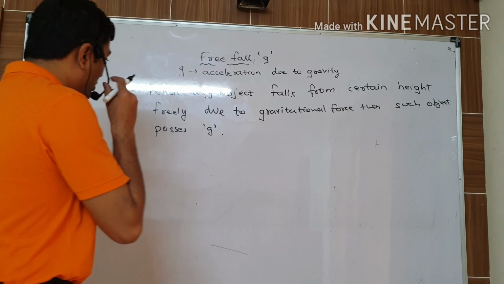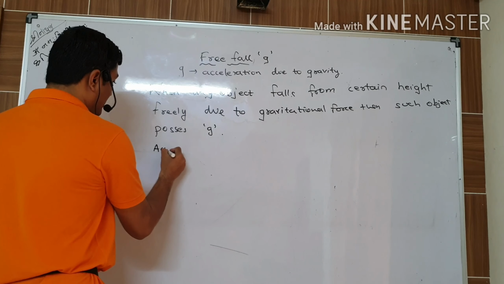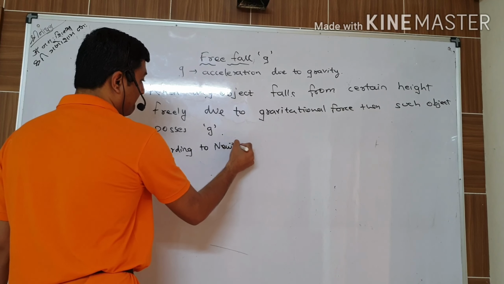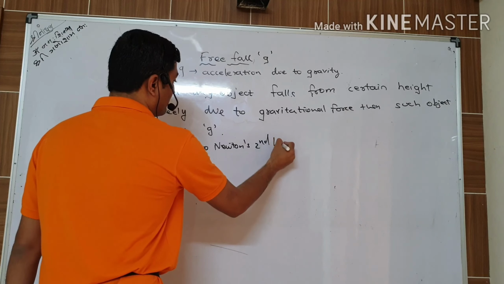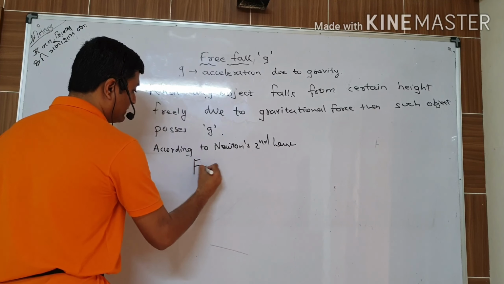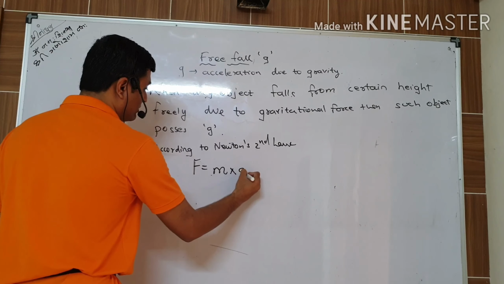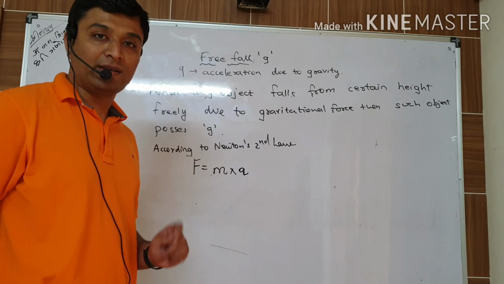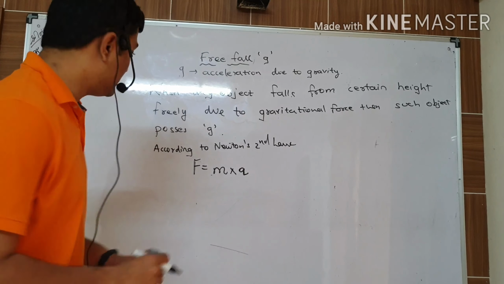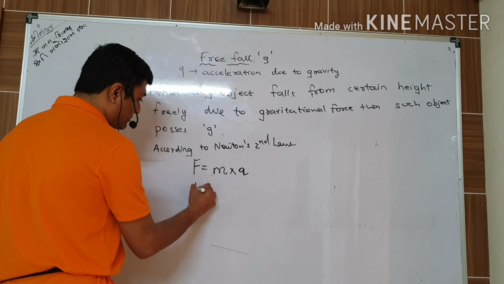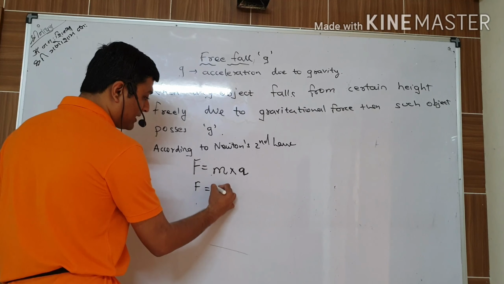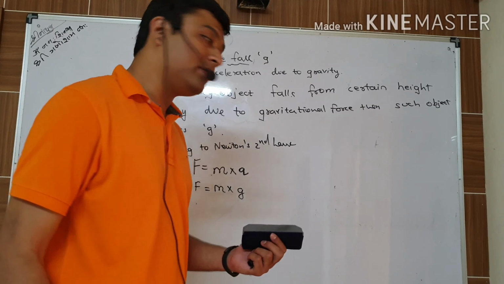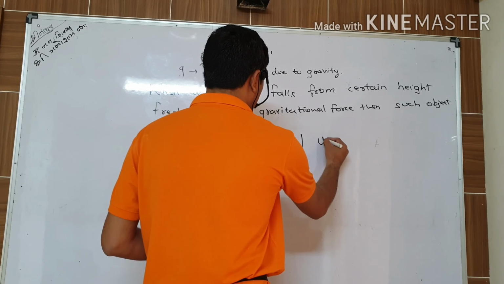As you all know, according to Newton's second law of motion, we can write F is equal to m into a, where F is the force, m is the mass, a is the acceleration. And here, as we consider some object falling down from a certain height, it is mass into g, right? And in our previous lecture, we learned about the universal law of gravitation.